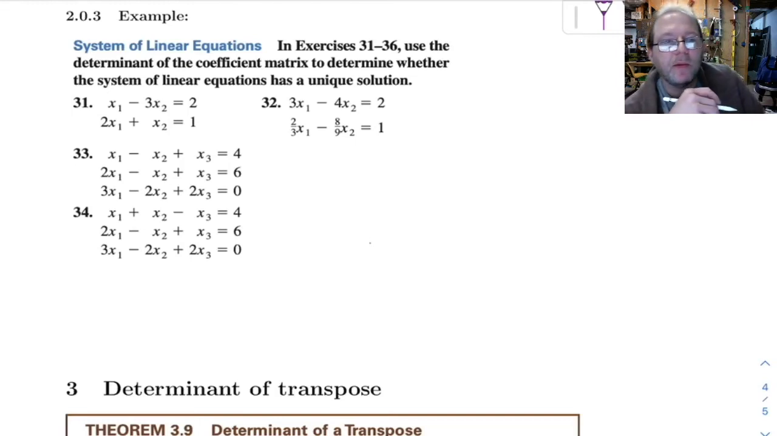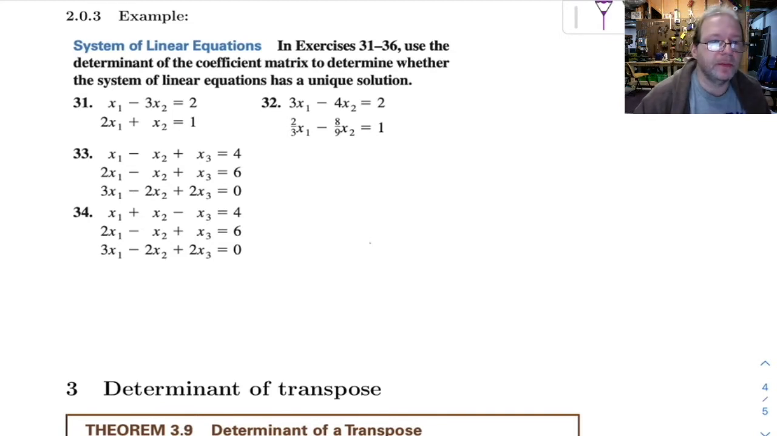All right, this last problem asks us to use the determinant of the coefficient matrix to determine whether the system of linear equations has a unique solution. So let's do 32 and 34. I'm going to use Octave to do 32. On 32, I'm going to put in my matrix.